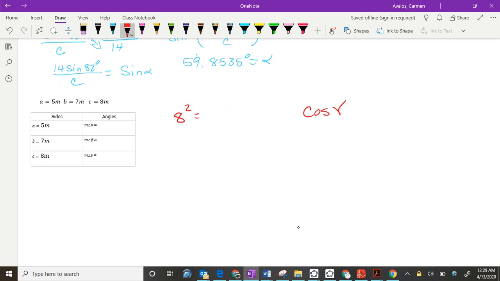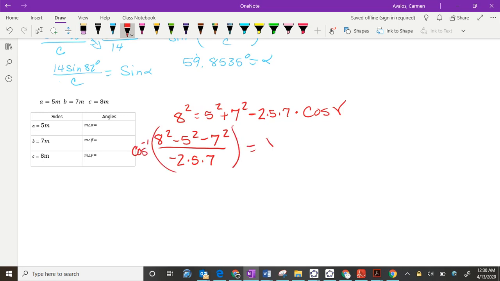And then the other 2 sides are going to be here because I have to do the Pythagorean theorem. So it's 5 squared plus 7 squared, Pythagorean theorem, and then we're going to attach the rest because it's not a right triangle. So it's minus 2 times 5 times 7 times the cosine of gamma. Okay, and so then we're going to solve it the same way we had before, 8 squared minus 5 squared minus 7 squared, and this is all going to be divided by the negative 2 times 5 times 7, and so that's this part right there. Then we want to get rid of the cosine, so we're going to do the cosine inverse of this, and that is going to give us what gamma is.